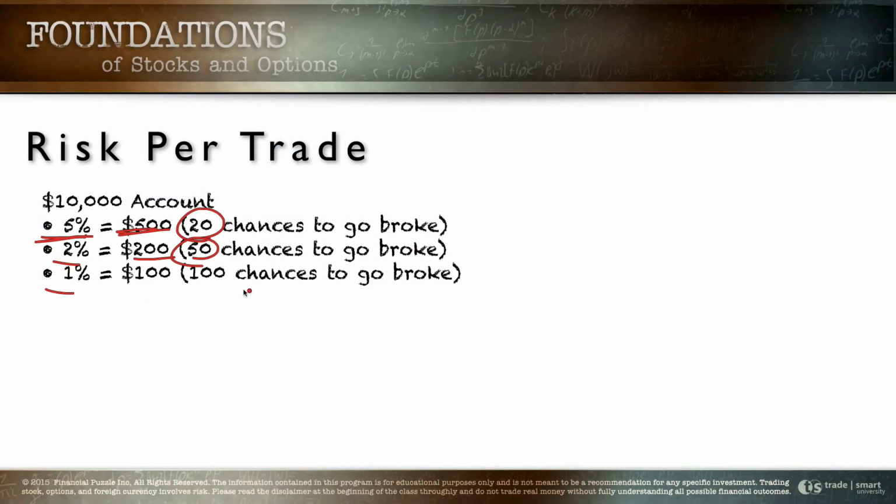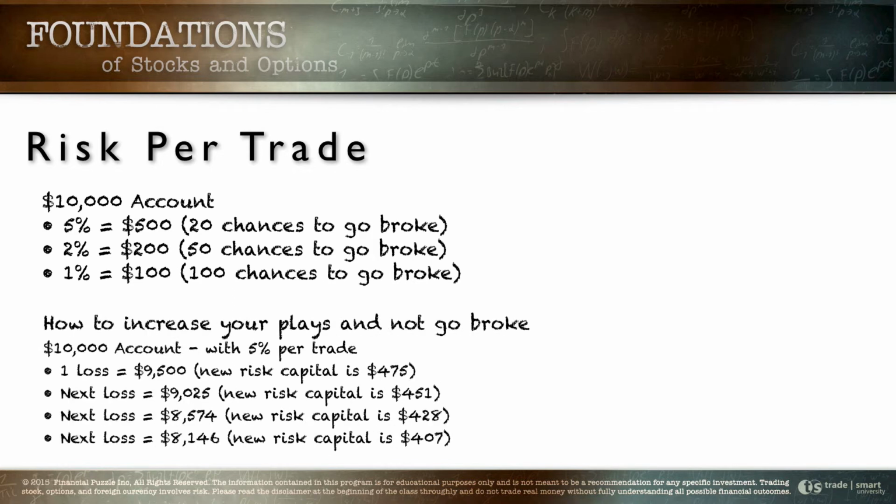So just think about that. The law of averages over time, if you've done your trader conditioning, you've got your systems down, you've got your techniques down, now you're just putting the law of averages to work for you. If you only risk 1% of your account, obviously you're going to have 100 chances to go broke. Now there's another way we can manage this, and this is a little technique that I like, and one that I frankly think everybody should adopt. And that is a way to increase your plays without going broke.